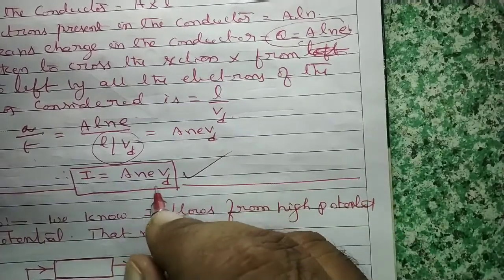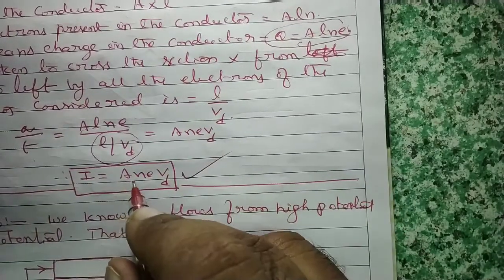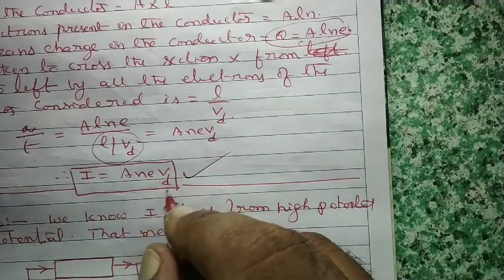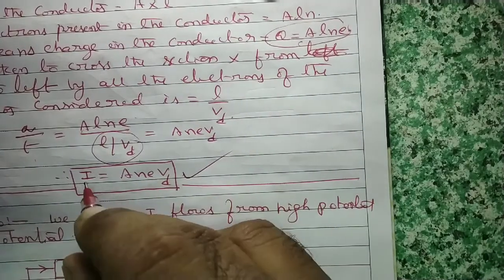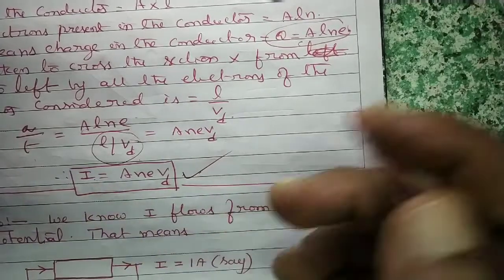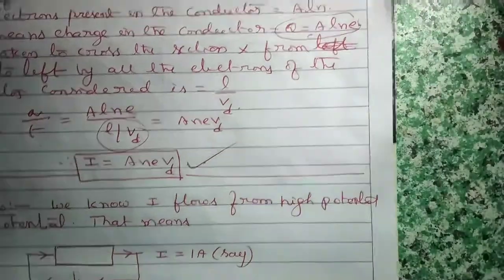So I = ANEVd, where A is the cross-section area, N is the free electron density, E is the charge of each electron, Vd is the drift velocity, and I is the electric current. So electric current is given by this expression. Next, we are coming to Ohm's law.